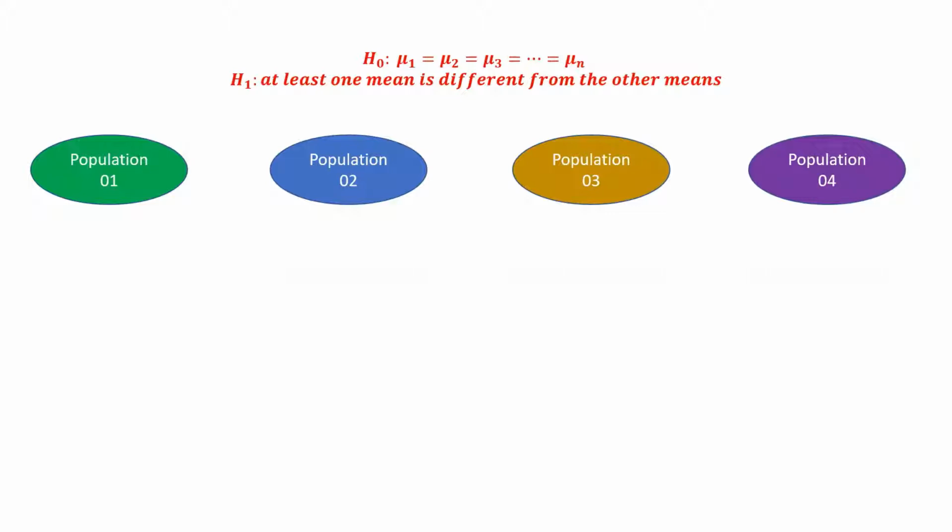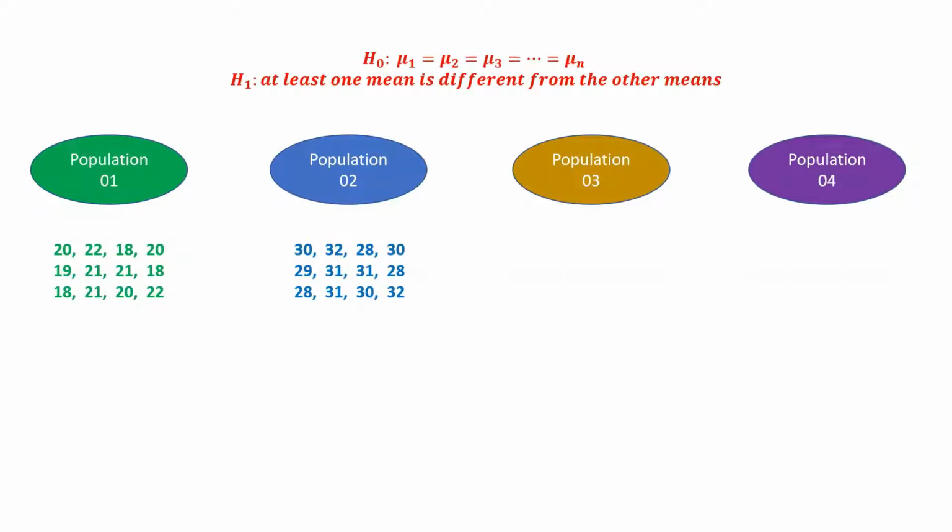To estimate the means, we have to obtain samples of data from each population. Let's say this is a sample of data collected from population 1. Here is a sample of data collected from population 2. Here is a sample of data collected from population 3. And here is a sample of data collected from population 4.